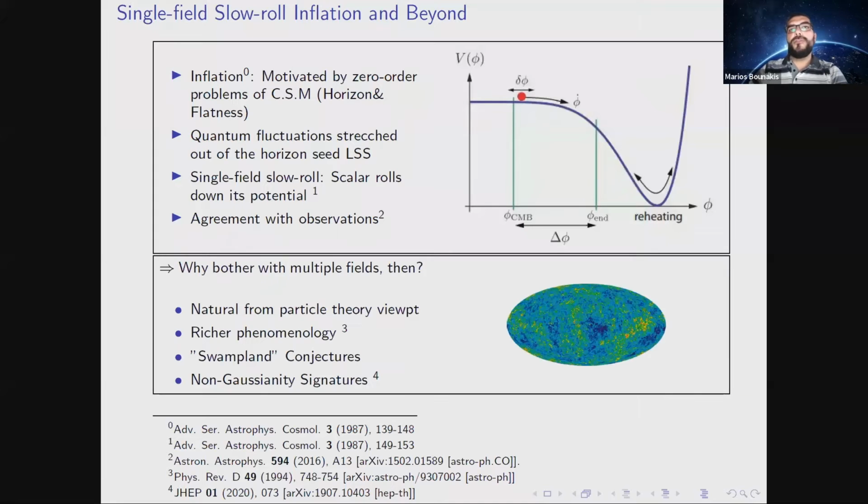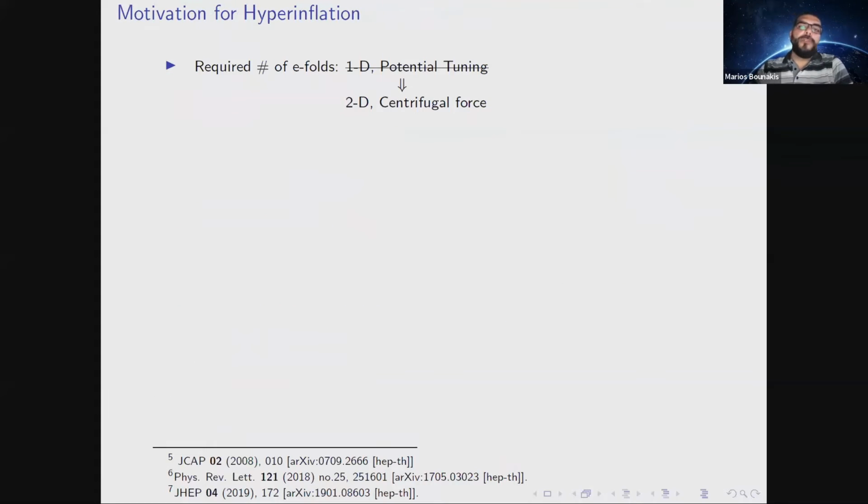First of all, the existence of a scalar multiplet is more natural than a singlet from a particle theory viewpoint. Furthermore, multiple field models have a richer phenomenology and might even come to resolve the tension between inflation and the Swampland conjectures. Lastly, multi-field models can provide very interesting non-Gaussianity signatures. So there's enough motivation for us to start thinking about multi-field models.